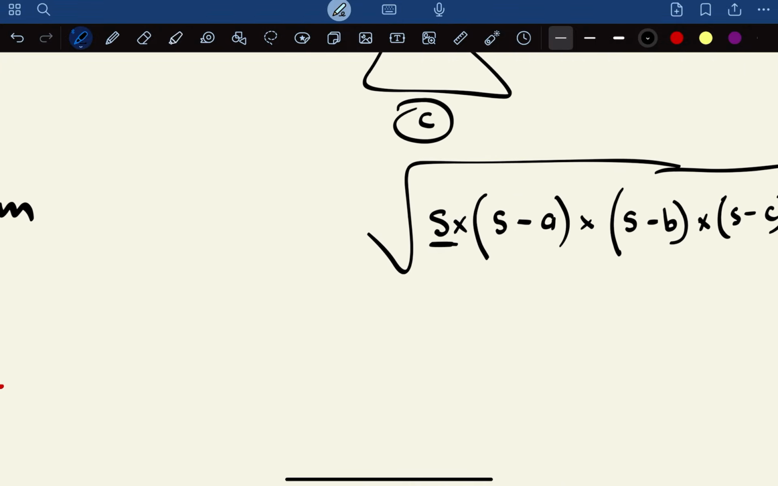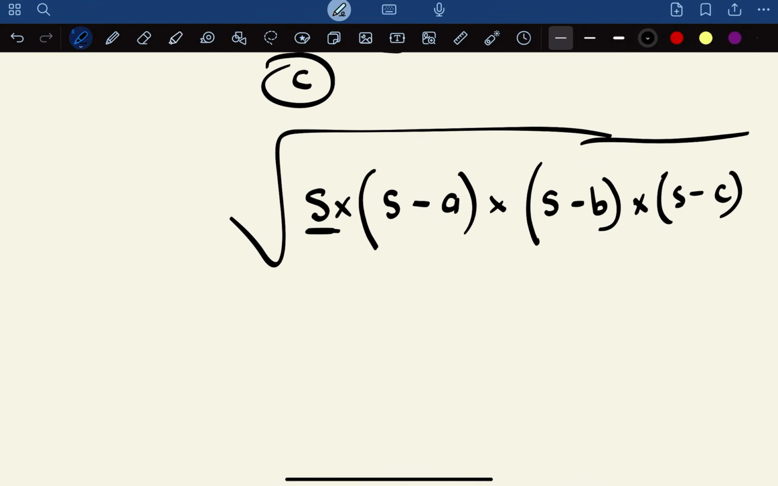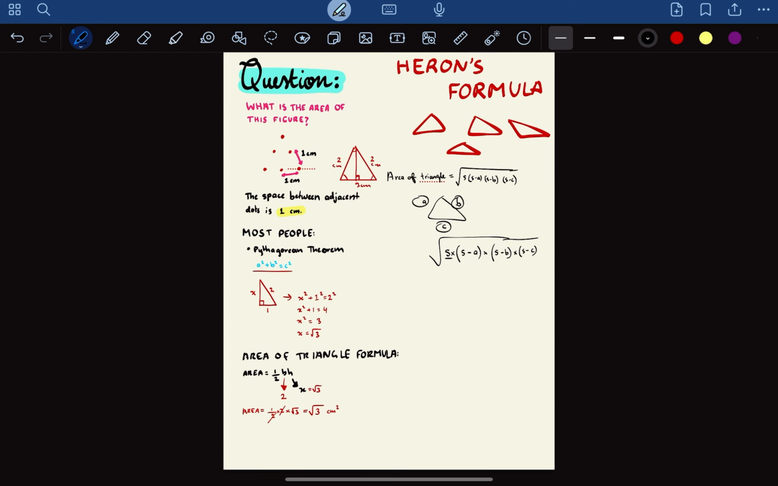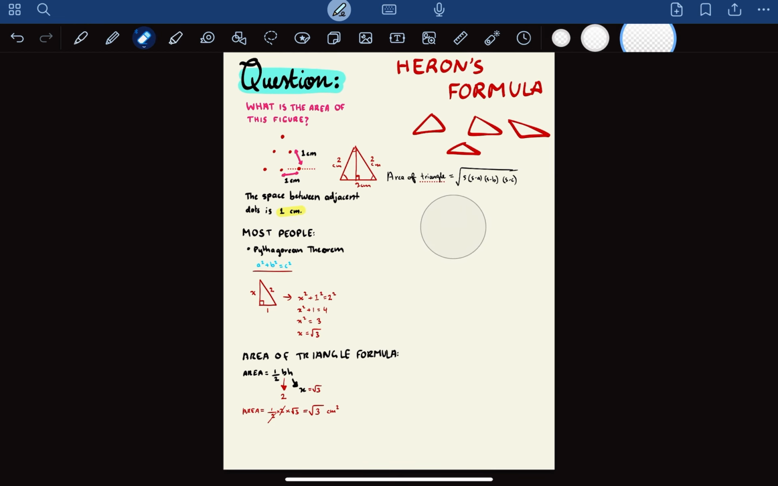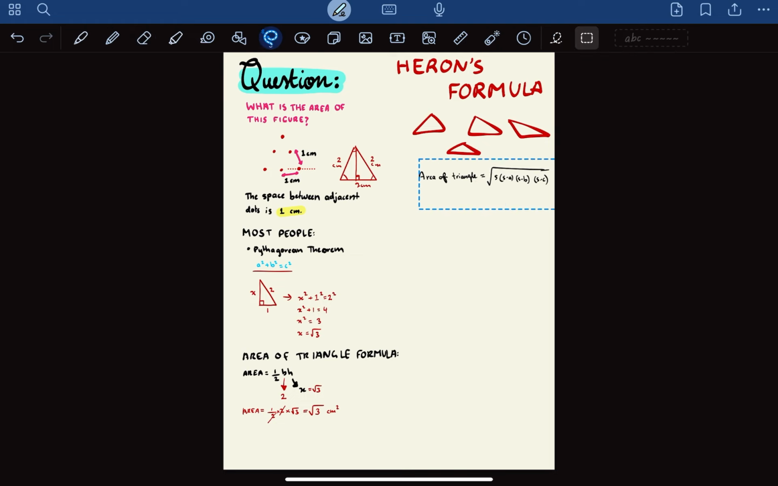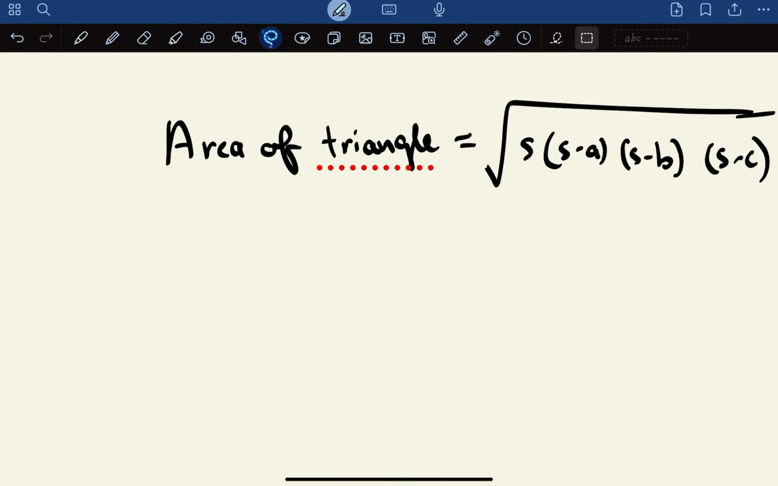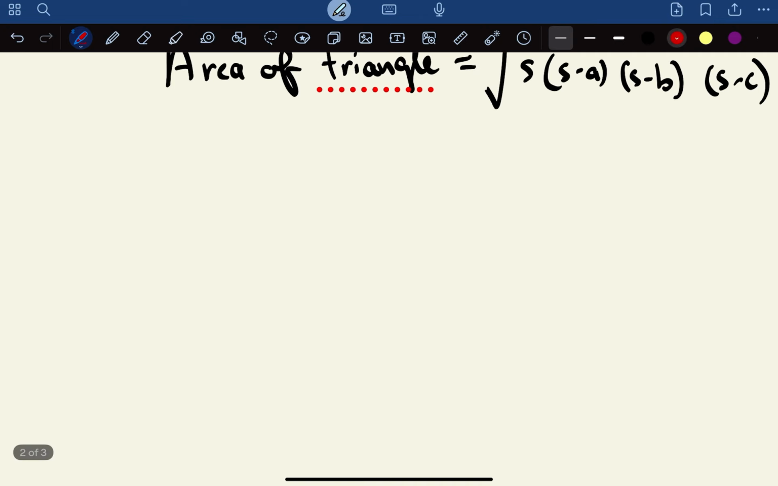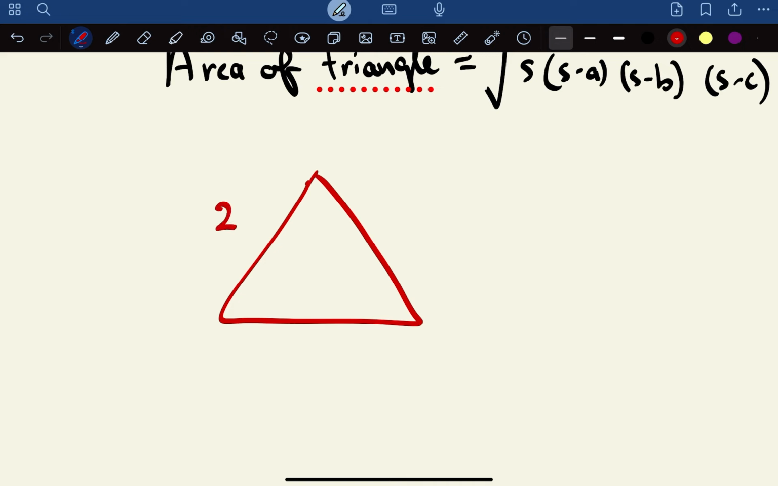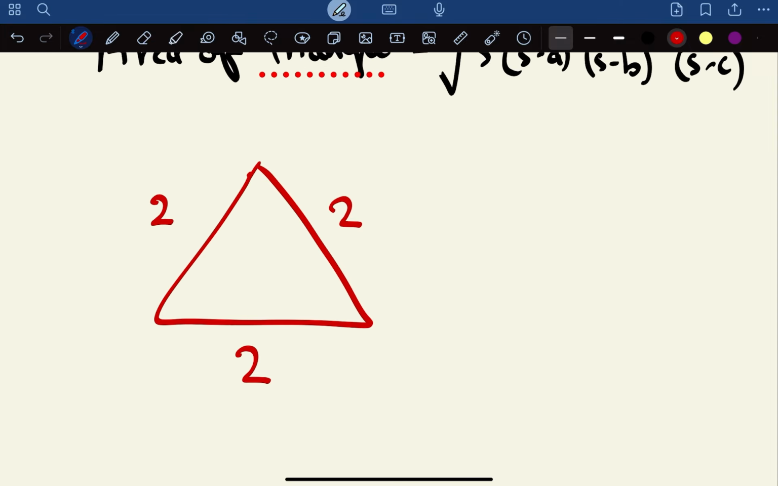So now that we've got the understanding of the formula down, let's put it to use. So I'll just clear up some space really quickly. And let's use this formula to calculate the area of the triangle we're dealing with. So I'm going to go ahead and draw out our triangle right here. There's our triangle. We've got 2, 2, and 2. Now, let's find the semi-perimeter first.